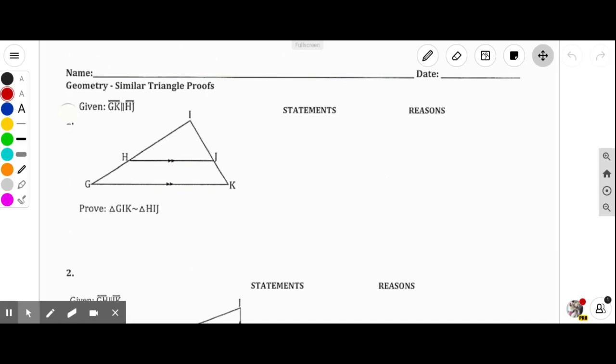Hi everyone. So today we are going to do some proofs involving similar triangles. Remember we learned a couple days ago, whenever that was, that there are some similarity shortcuts when proving that triangles are similar. So we have angle-angle similarity, two congruent angles in each one. We have side-angle-side similarity, one pair of congruent angles and two pairs of proportional sides, and then we have side-side-side similarity.